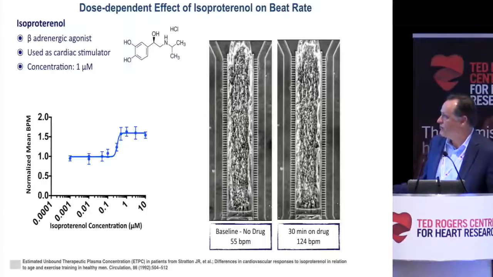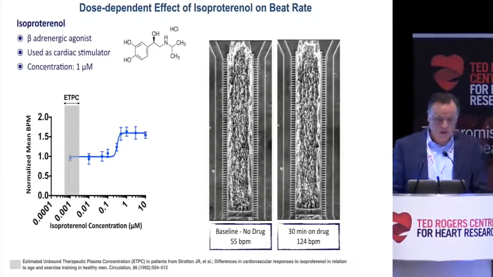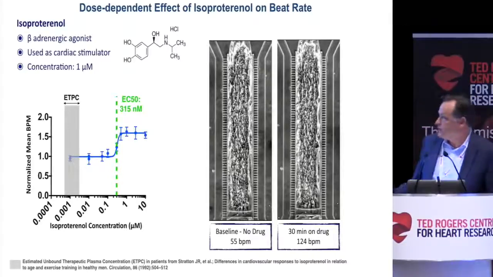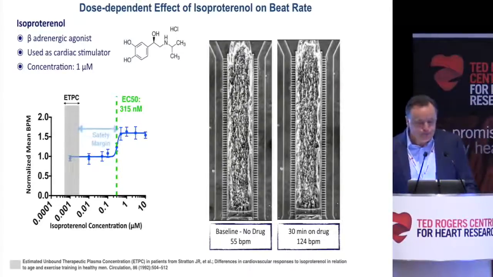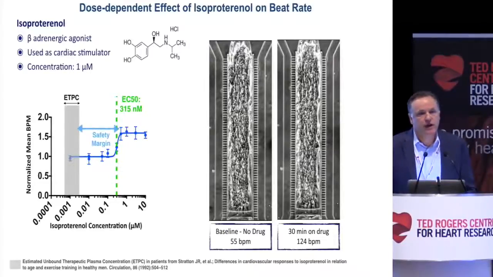So he's given isoproterenol. We calculate an EC50 based on this, and this is just to show you how we're looking at this problem. This is the estimated therapeutic plasma concentration, so that's maybe where you might see drug dosing, and then this is the EC50, and that's just the safety margin. It's the ratio of these two that a drug company would use to decide whether it's a go or no-go moving that drug forward.